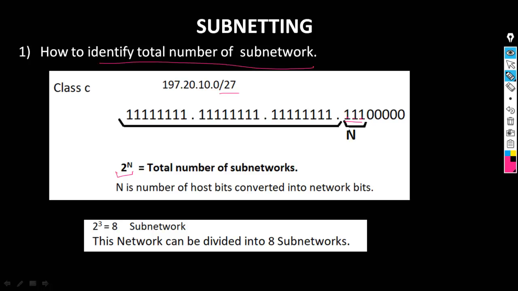And we have a formula that 2 to the power n equals the total number of subnetworks, where n is the number of host bits converted into network bits, and here I have converted 3 host bits into network bits. So it will be 2 to the power 3, that is 8. So we have 8 subnetworks, which means this network can be divided into 8 subnetworks.